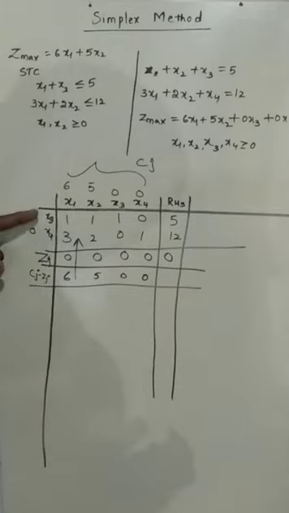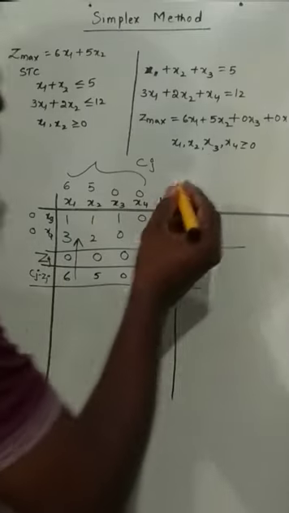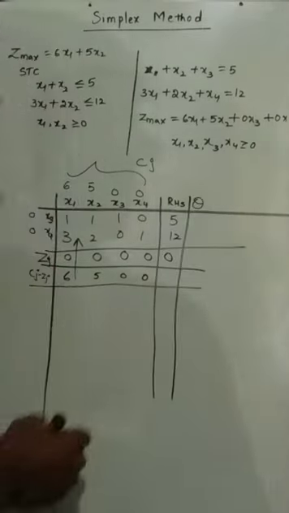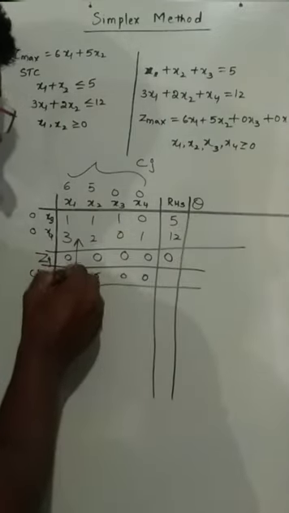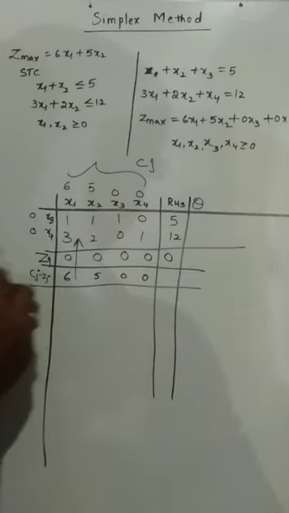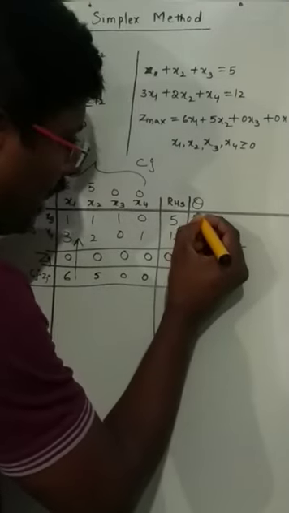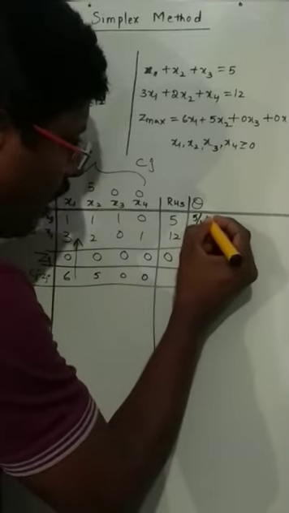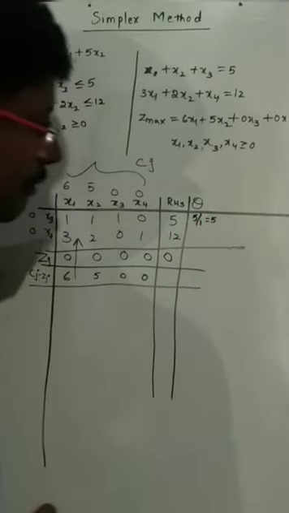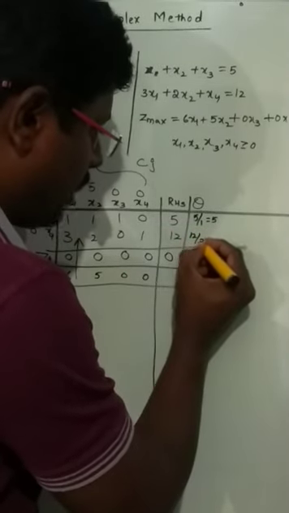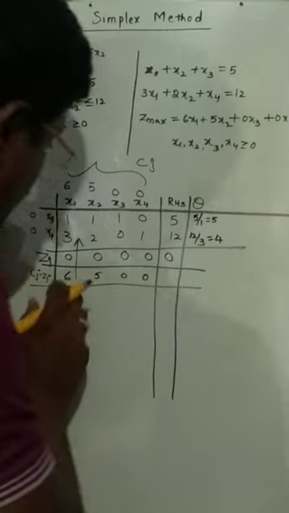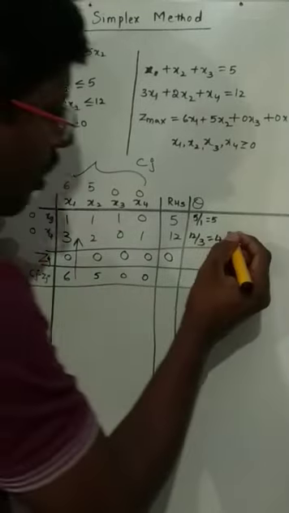Already we have the basic variables x3 and x4. Which variable is going out? In order to find which variable is going out, we need to find the theta value. How are we finding the theta value? RHS divided by the corresponding entering variable value. Here RHS is 5, the corresponding entering variable value is 1, so this will become 5. In the same manner, you have to calculate. RHS is 12, here it is 3, this 3 is the entering variable value, so we got 4.